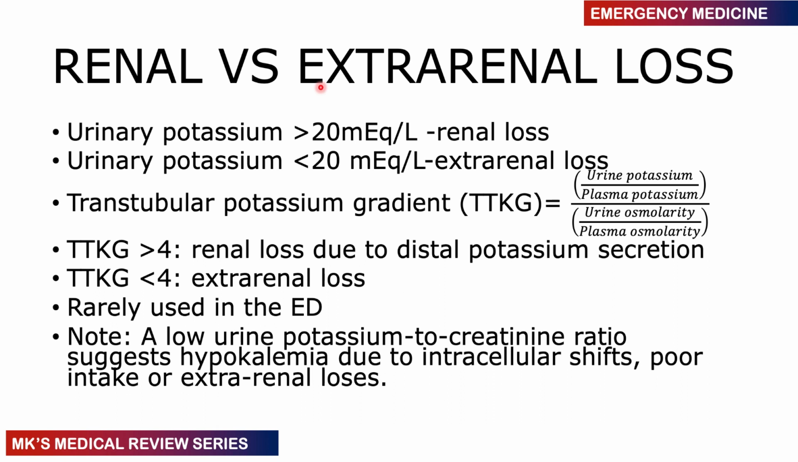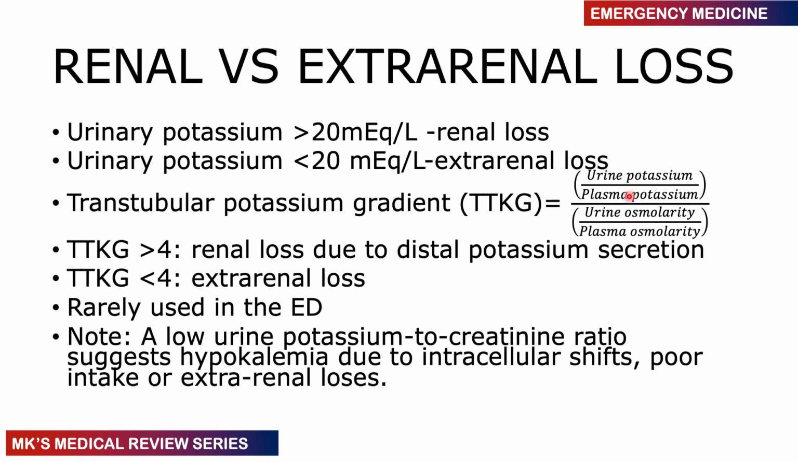It's not so useful in the emergency department, but it can actually help you in exams and also figure out whether this is a renal loss or extra-renal loss. It's known as the transtubular potassium gradient. So you simply get the urine concentration of potassium divided by the plasma concentration of potassium. You get an answer there. You divide this by the urine osmolarity divided by the plasma osmolarity.